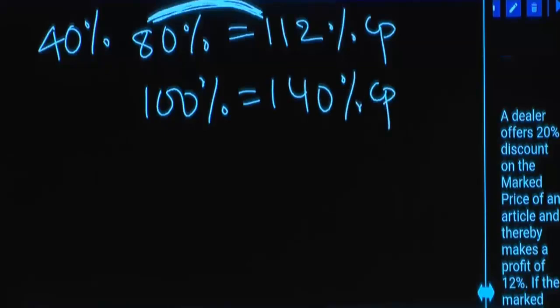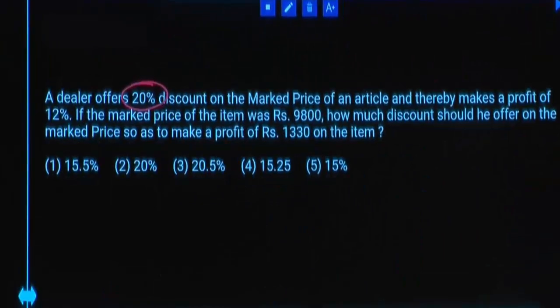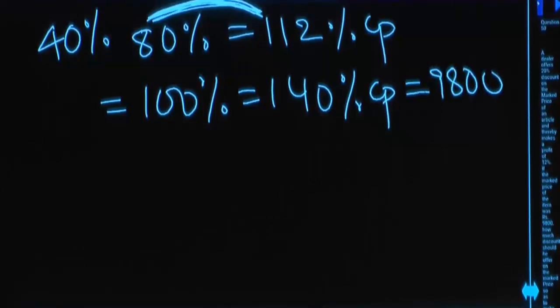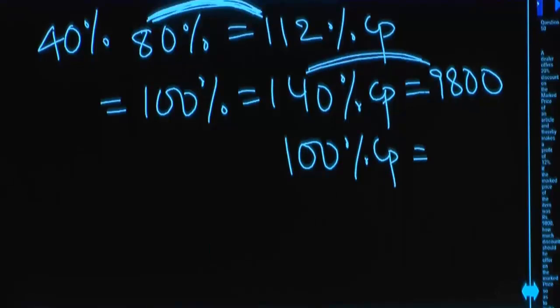Then 100% of market price is equal to 140% of cost price. Yes or no? What is market price given in question? 9,800. So that means 140% is equal to 9,800. Then cost price in the sense 100%. 100% is equal to how much? 14 how many times is 98? 7 times. Then cost price is equal to 7,000.